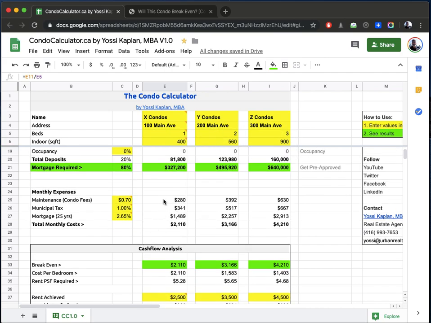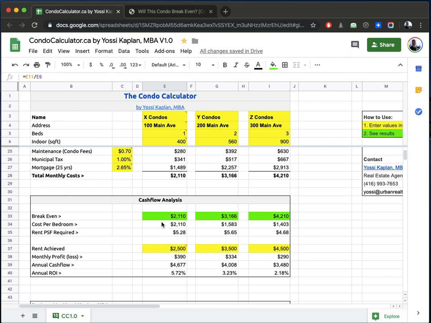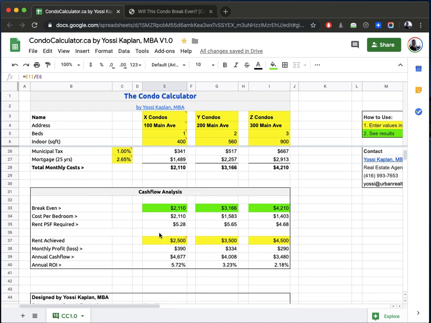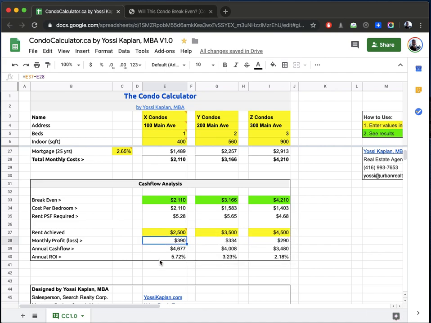And now my maintenance fees are 280, my tax is 341, and my mortgage is 1489, 1500, 2110. That's my break-even cost. Per bedroom is still 2110, only one bedroom, 520 foot. You know, if I'm doing the 2500 a month still, then I'm making almost $400 a month. That's pretty good, okay? So this will help you, this tool will help you to analyze any condo real quick.